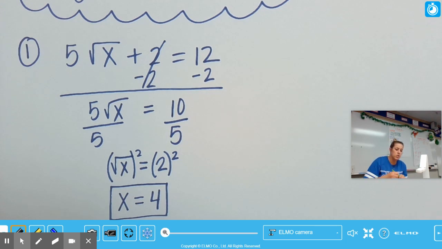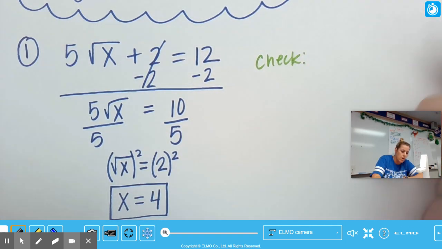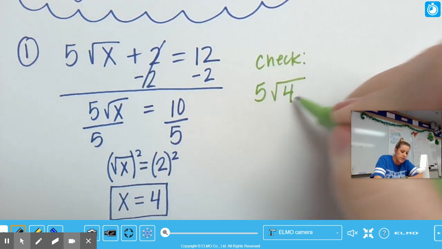When we look for extraneous solutions, what we are doing is plugging the answers back in. Sometimes we'll get 2 answers, and if we plug them back in, sometimes they won't work. They won't come out to a true statement. So when we look at this, if we check it, we're going to get 5, and then instead of rad x, we're going to put 4, because that's what we said our answer was.